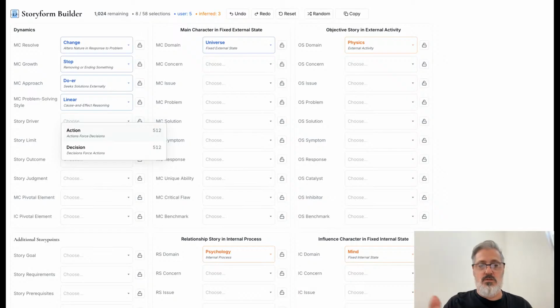So an action driven story is Jaws. Every act break is somebody getting eaten. And then it's like, wait, we've got to close down the beach, right? They would never have closed down the beach if people had not been eaten, and maybe not even made a decision. Whereas decision driven, the fun one is any sort of courtroom drama.